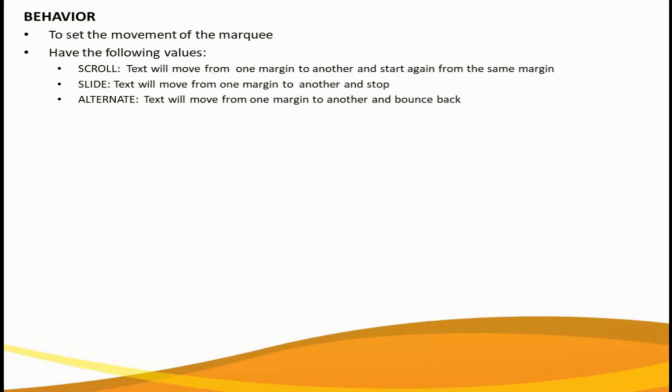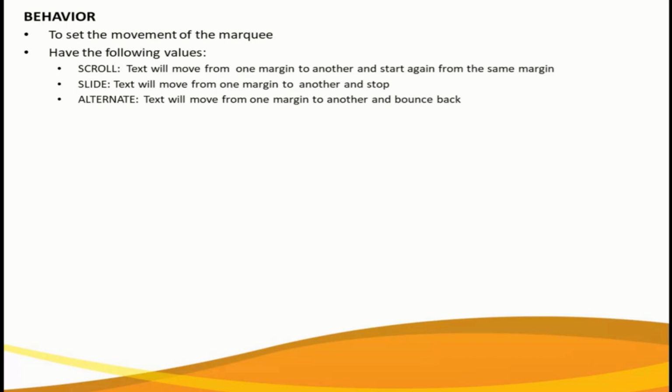To set the movement of the Marquee, the behavior attribute is used. It has three values, that is scroll, slide and alternate. Scroll is used to move the text from one margin to another and start again from the same margin where it started previously. Slide is used to move the text from one margin to another and stop it there. Alternate is used to move the text from one margin to the other margin and bounce back as soon as the text touches the other margin of the Marquee area.